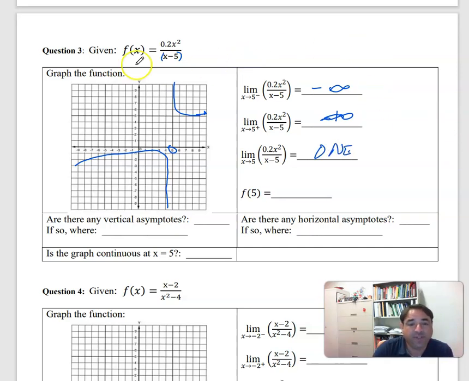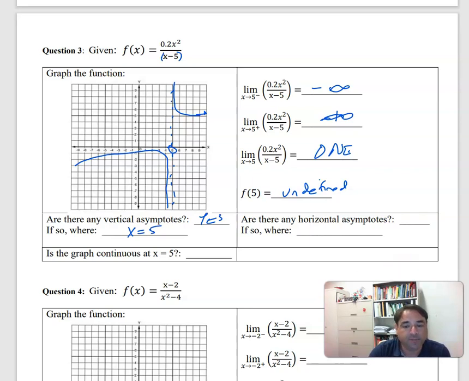And if you try to plug in 5, 5 minus 5 is 0. Nope, undefined. Okay. Now remember, for your vertical asymptote, we look at the function. What would make the denominator 0? That is 5. So yes, there is a vertical asymptote. You can see it. And it's at the equation x equals 5.